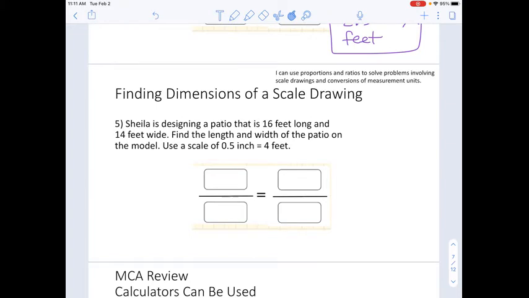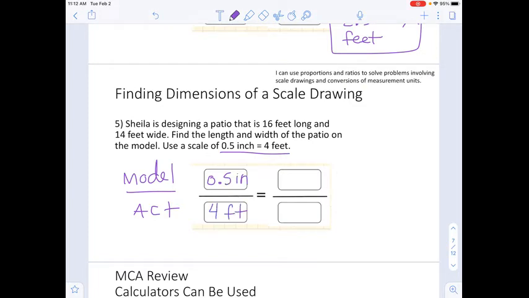This one says Sheila is designing a patio that is 16 feet long and 14 feet wide. Find the length and the width of the patio on the model. Use a scale of 0.5 inches equals 4 feet. So we're working with scale, model over actual. So we know that the scale is 0.5 inches over 4 feet. We know that the patio is 16 feet long and 14 feet wide. We're trying to find the length and the width.